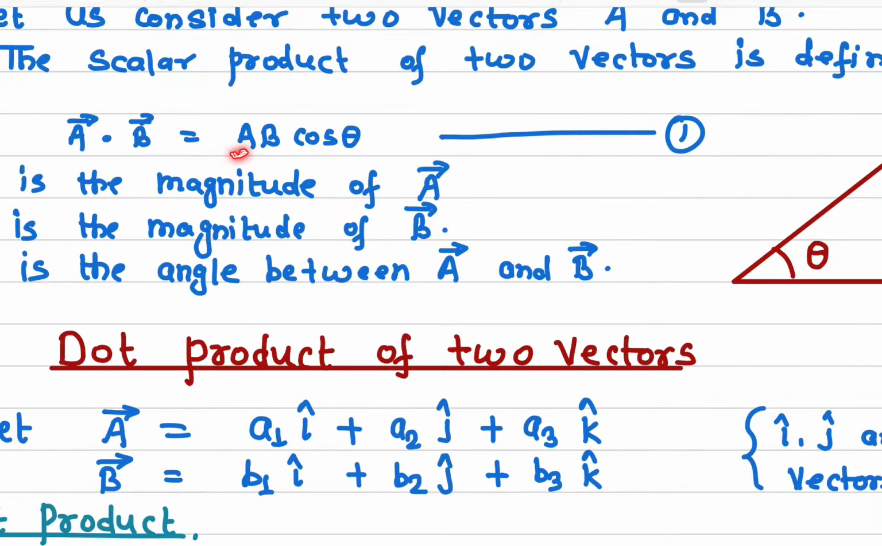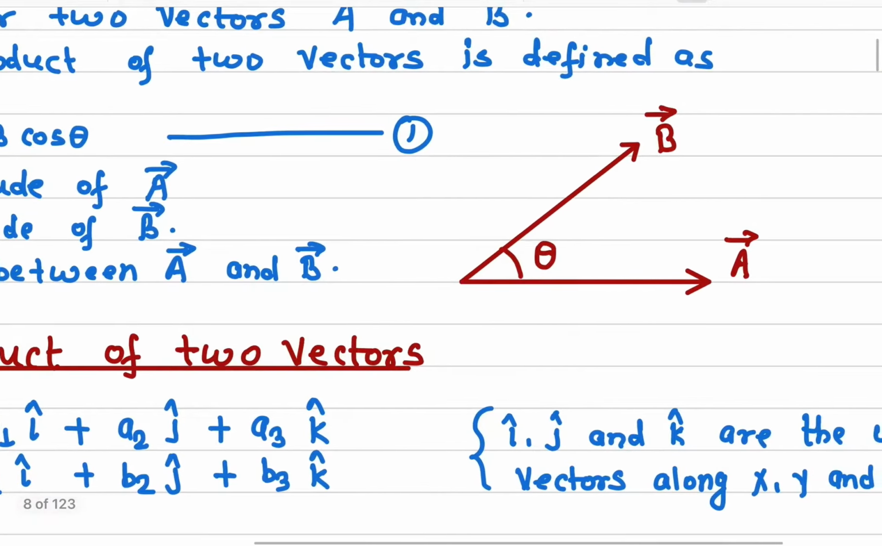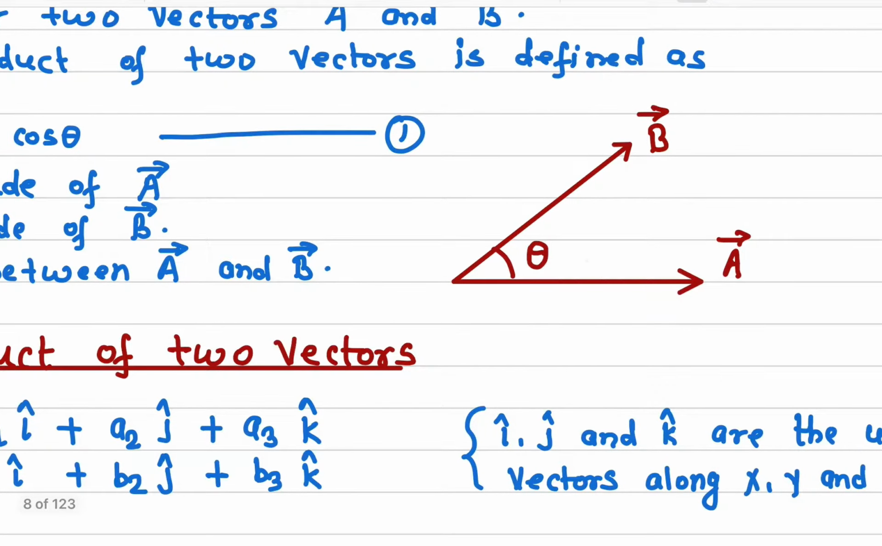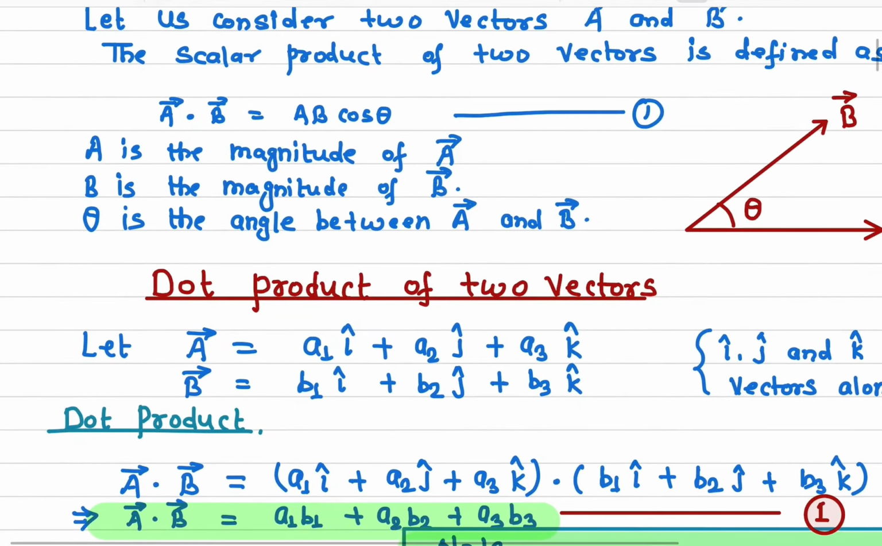Here, a is the magnitude of a vector and b is the magnitude of b vector, and this theta is the angle between a vector and b vector. So this is the way we define the dot product. The dot product of two vectors is a scalar quantity. It is just a number. It does not have any direction. It is just a scalar number.